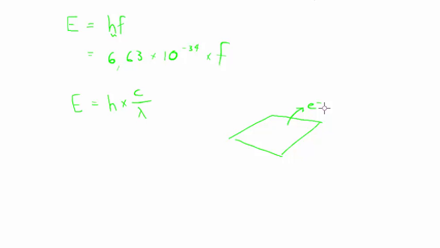In that same way, the amount of energy that you need to knock an electron off of a metal is constant for that metal. And that is called the work function. The work function is the minimum energy needed.